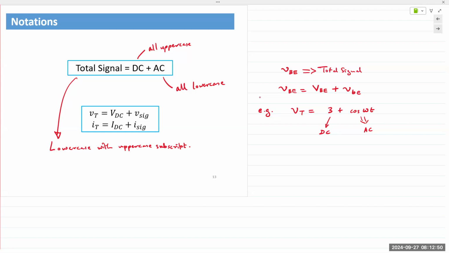So if you look at a signal and it has multiple components, whether it's a fixed number, a constant value, versus a variable. Make sense? Right?